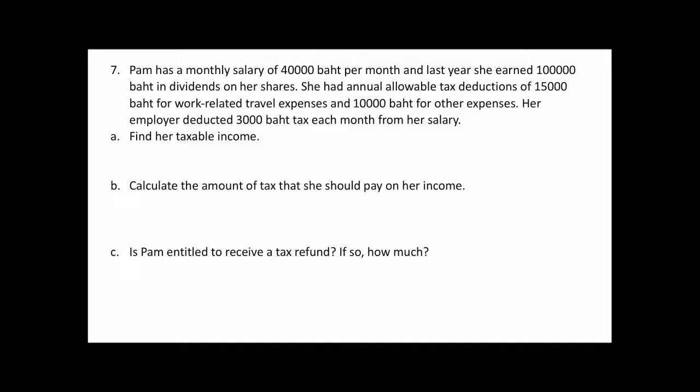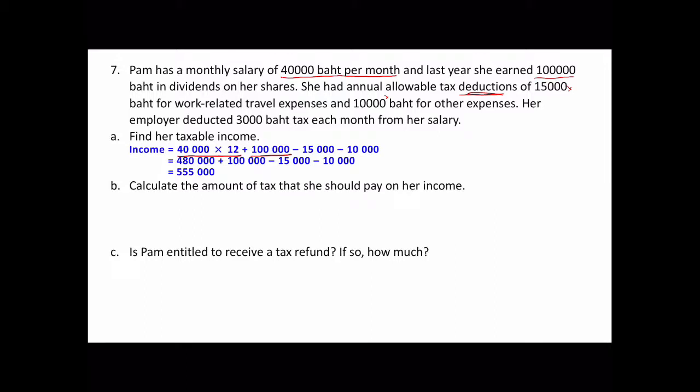Okay, so first we want taxable income. So that's going to be her salary times 12. Okay, so that's the 40,000 baht per month. Plus she earned money on shares, so we need to add 100,000. And then we need to take away deductions. So she had deductions of 15 and 10. So take away 15,000 and 10,000. Work it all out. So 480 plus 100 minus 15 minus 10,000. 555,000 baht. That was her taxable income. Okay, so it's her salary plus her shares, take away the deductions.